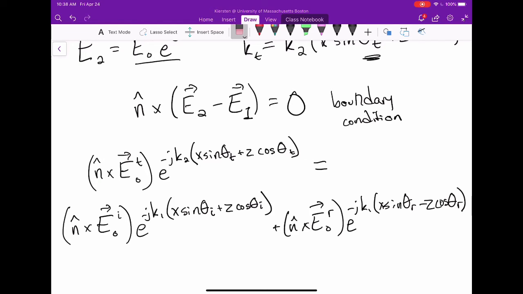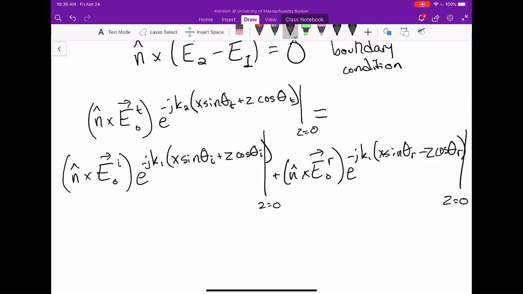Here's the trick, though. All these things need to be evaluated at the interface. So this is being evaluated at the location z equals 0. Then what we find is some constant vector times this x dependence. I'm going to highlight the x dependence for you in a different color so you can see it better. Times this x dependence has to be equal to the sum of these other two constant vector values times this x dependence and times this x dependence.